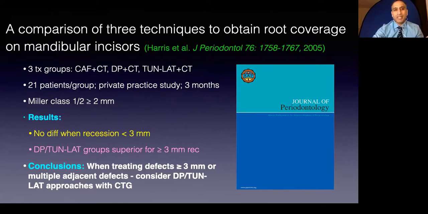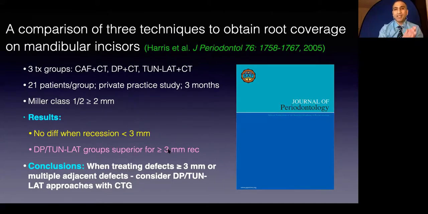What he found was that regardless of the group, there was really no difference in root coverage outcomes when the recession was very shallow, like less than 3 millimeters. But when recessions were deeper, like 3 millimeters or more, the double papilla technique or the tunnel, lateral position pedicle groups were more superior for these deeper recessions.